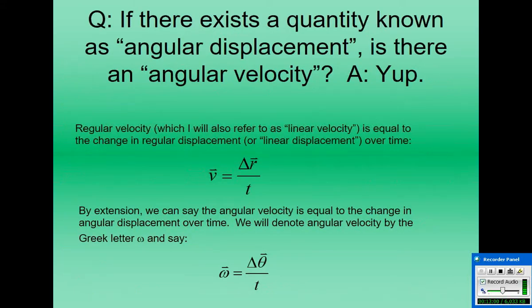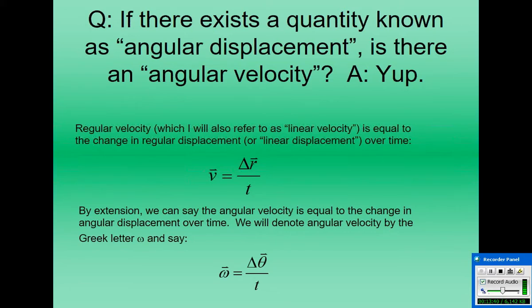So, if we have angular displacement, do we have angular velocity? Yes. And by comparison, regular velocity, linear velocity, whatever you want to call it, how fast and in what direction, that's equal to the change in displacement over time. And yeah, I used r instead of x, big whoop. Change in displacement over time is velocity. Well, change in angular displacement over time is angular velocity. So change in displacement over time, velocity. Change in angular displacement over time, angular velocity.